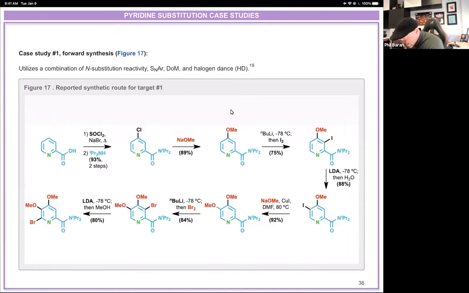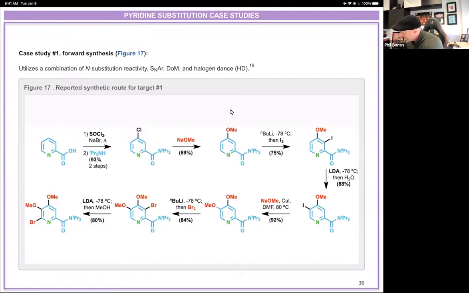So the forward route does a chlorination and acid chloride formation. It then makes the corresponding amide by dumping in isopropylamine. We treat that 4-chloropyridine with sodium methoxide. It gives us a clean SNAr reaction. We then deprotonate it with BuLi. We've got two fine directing groups there. They help put it at the C3 position. That's where the iodo goes.